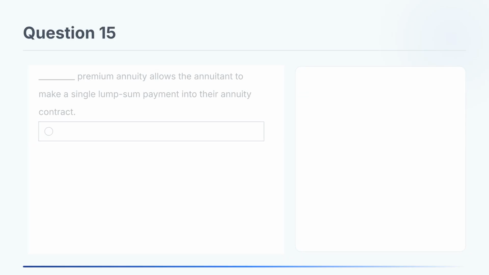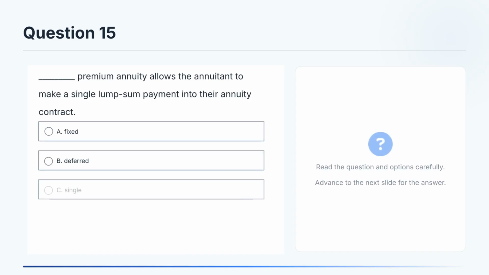Let's look at question 15. A blank premium annuity allows the annuitant to make a single lump sum payment into their annuity contract. A. Fixed. B. Deferred. C. Single. D. Flexible.